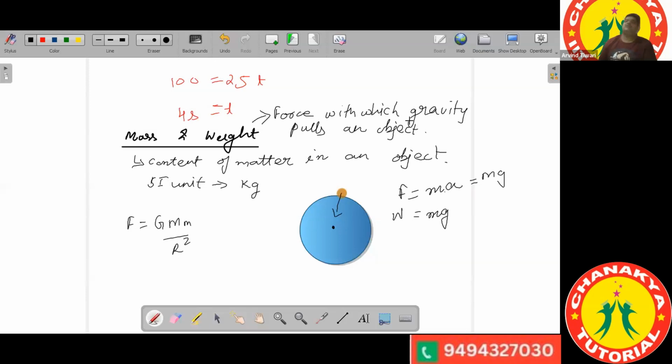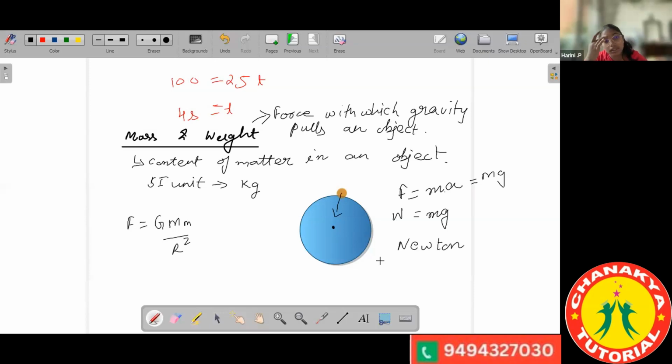Weight means the force with which gravity pulls an object. Since weight is a type of force, weight is force. So therefore, weight will be measured in Newton. The weight of the object will be measured in Newton. Sir, but mass is constant, right? Yeah, mass is constant. It does not change.